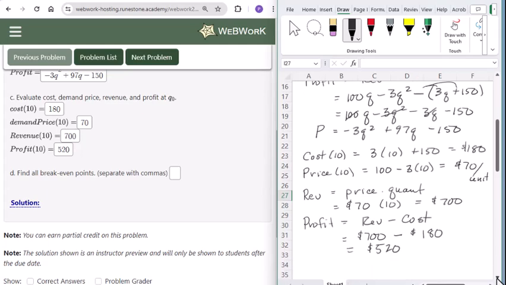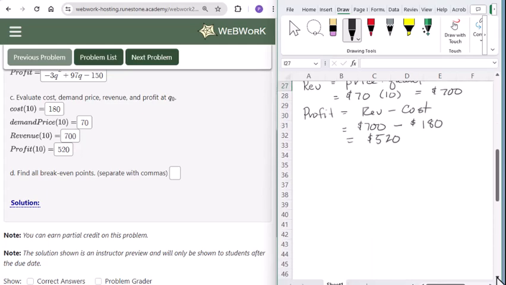Okay, now to find all the break-even points, for break-even, we have two different definitions. Our first definition is that revenue is equal to cost. The second definition is that if revenue and cost are the same, then when you take the profit and you do revenue subtract the cost, since they're identical, then the profit would equal 0. You can use either one of those. I'm going to take profit equal to 0 and set that up.